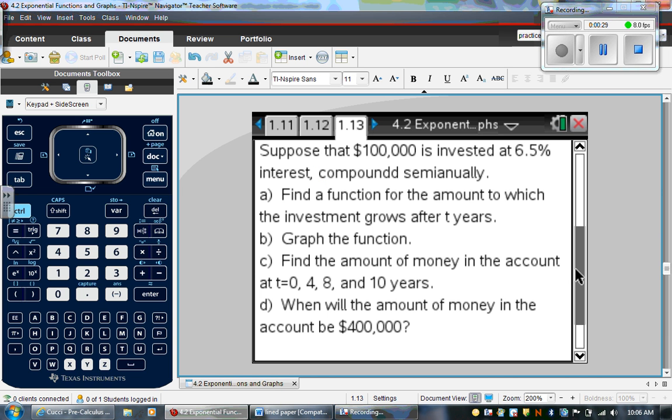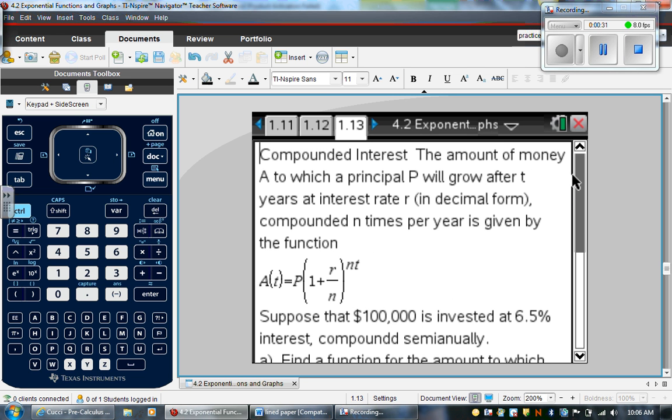Okay, so when we get into applications, we mainly start to be concerned with word problems. And when we're dealing with exponential functions, one of the big types of word problems we deal with is interest rates, compounded interests, and problems of that type, investment type problems. So we're going to take a look at one of those.